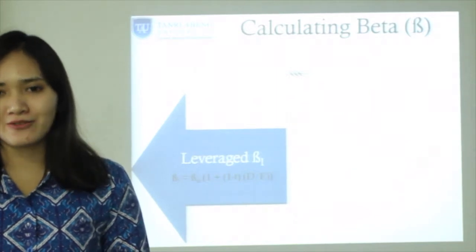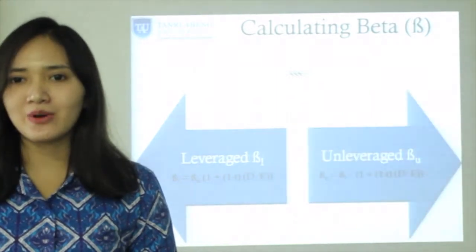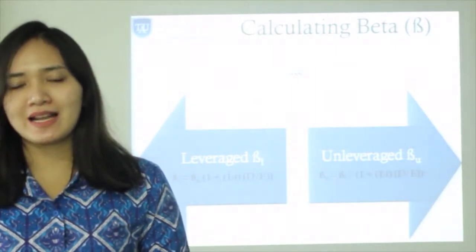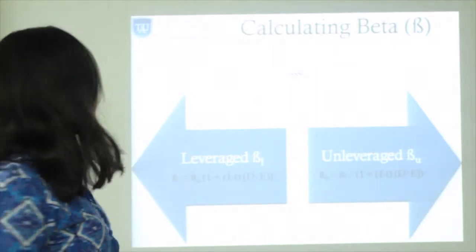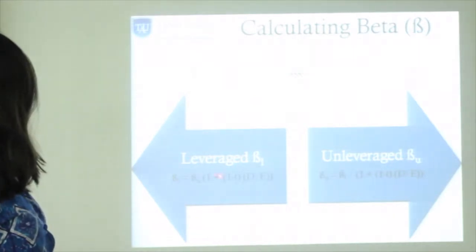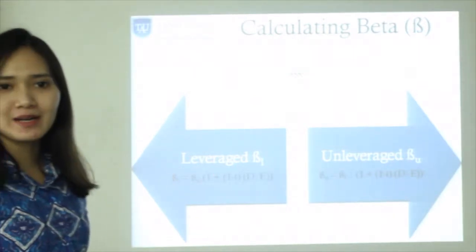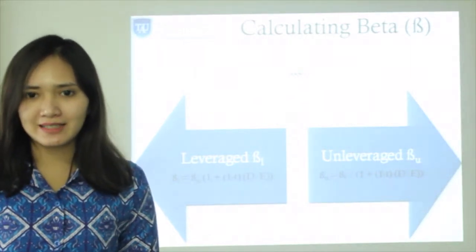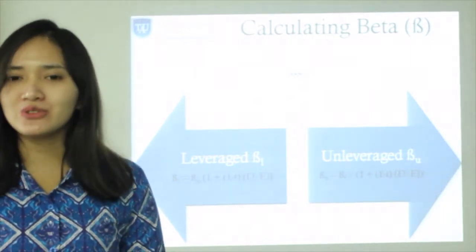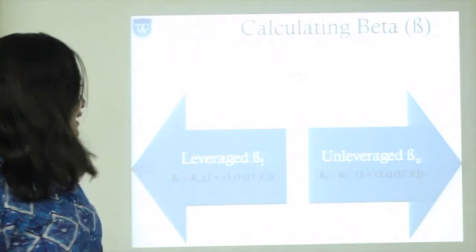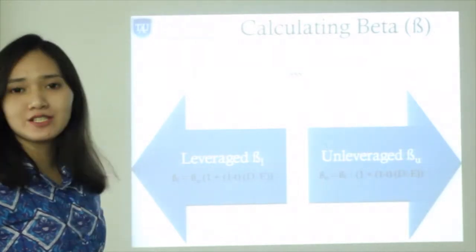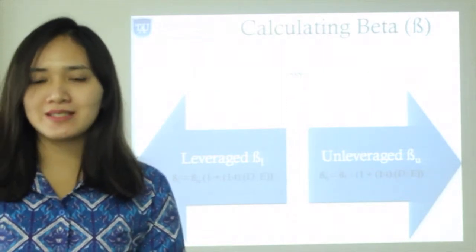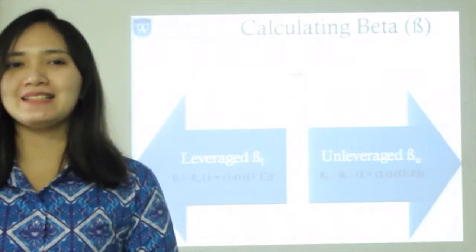To calculate beta, there are two types of beta. The first one is levered beta, and the second one is unlevered beta. To calculate the levered beta, we have to calculate the unlevered beta times 1 plus (1 minus tax) times debt per equity. And to calculate unlevered beta, we use the levered beta divided by 1 plus (1 minus tax) times the debt per equity.